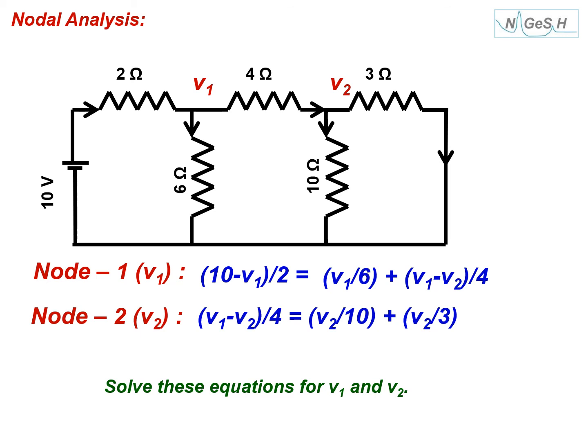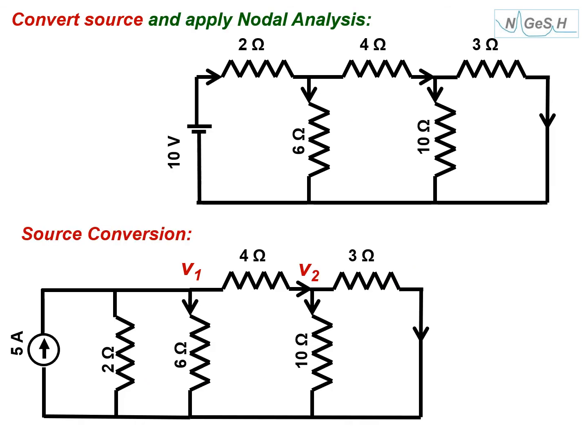Okay, let's see another variation of the same circuit. In this variation of the same circuit, I am asking you to calculate the same thing by converting this voltage source into a current source, which we learned in a previous session. How to convert this voltage source into a current source? You divide 10 by 2 ohms, which is 5 amperes, and the 2 ohms becomes parallel.